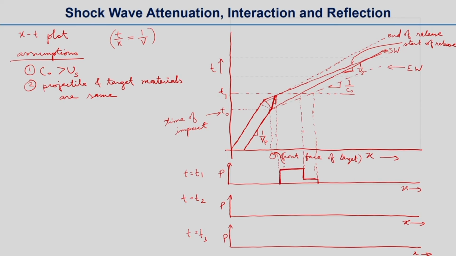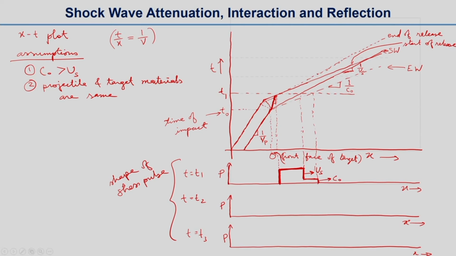Shape of the stress pulse. I will write here, stress pulse, or we can write shape of stress pulse at these three times. At time t equal to t1, we will not see a gradual decrease of pressure; it is a sudden drop, and then there will be a flat top at a high pressure, and then this is the front, which is Us, the shock wave velocity, and here we can write c naught, that is the elastic wave.